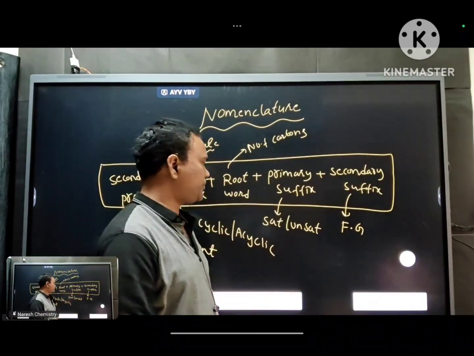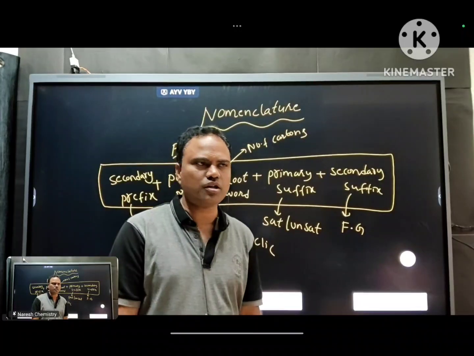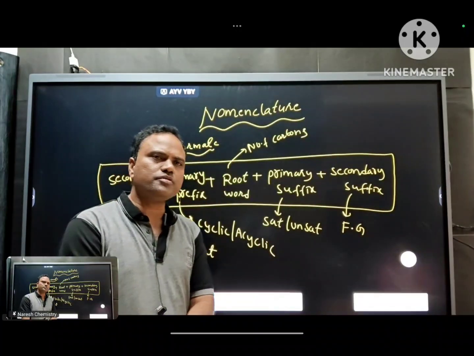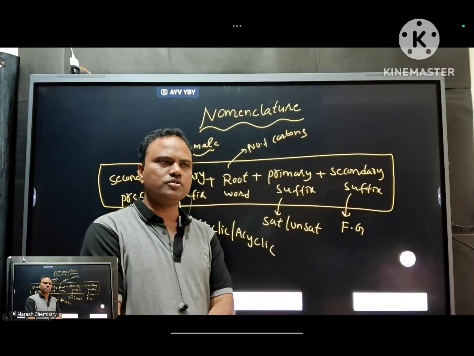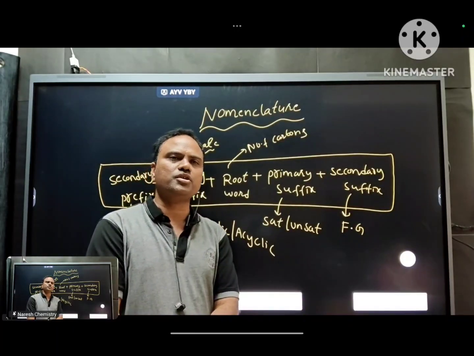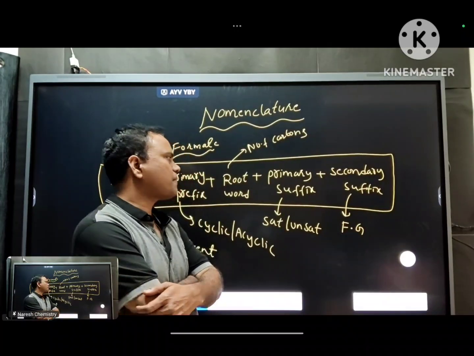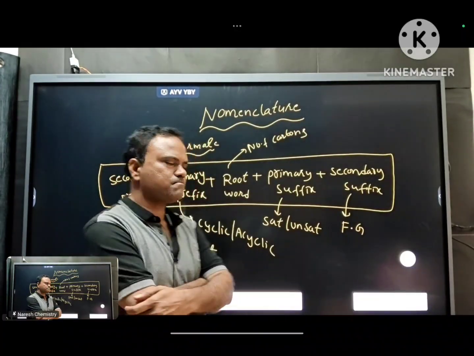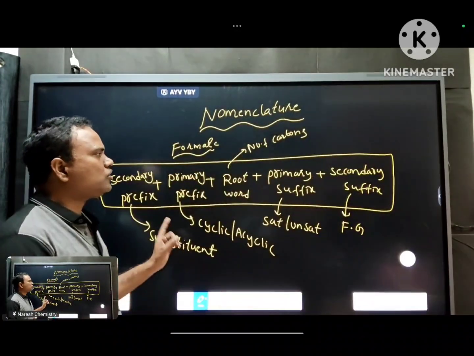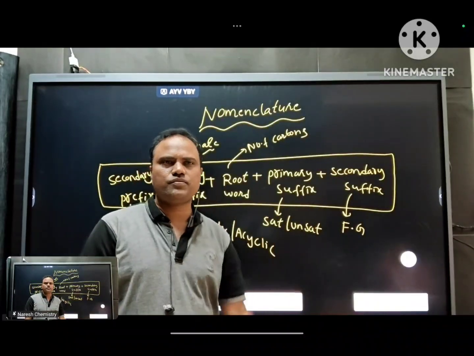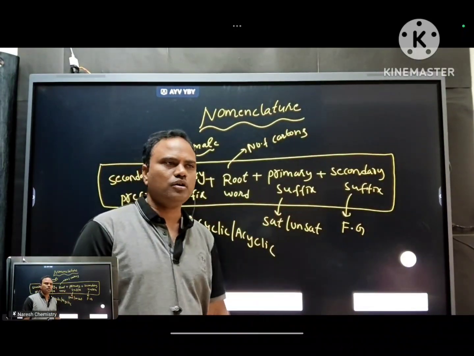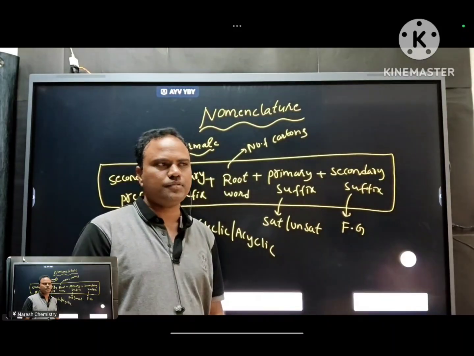Next, the primary suffix gives saturation or unsaturation. Saturated compounds contain all single bonds. Unsaturated compounds contain a double bond or a triple bond. Secondary suffix means functional groups. So, an organic compound name is present in this format. These are the parts of an organic compound name.